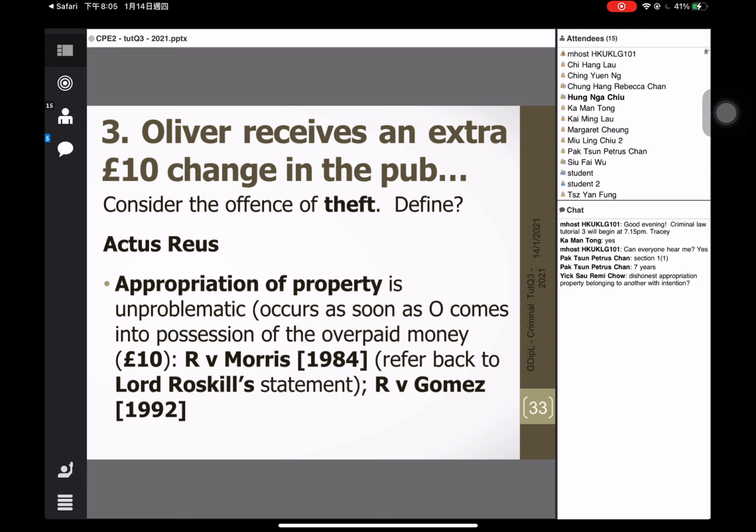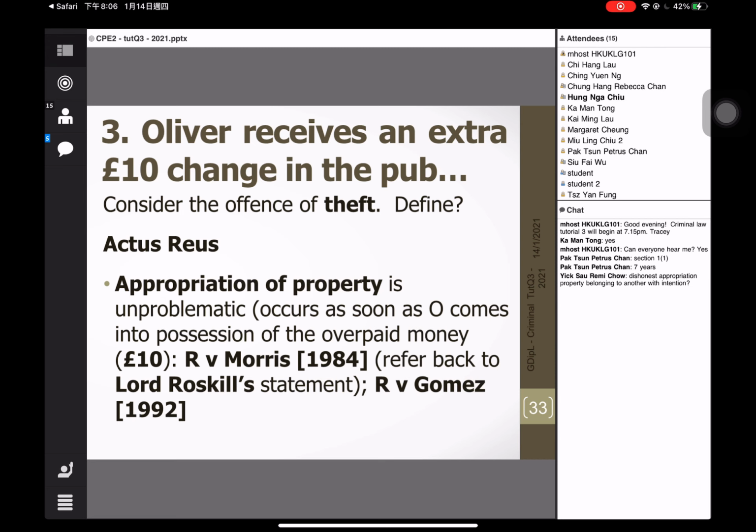So the assumption of a right of an owner. Remember Lord Roskill's statement that the assumption of any right of the owner is sufficient in Morris. Now other parts of Morris have been discredited by the case of Gomez, but Lord Roskill's statement that the assumption of any right of an owner is sufficient, that's good enough.